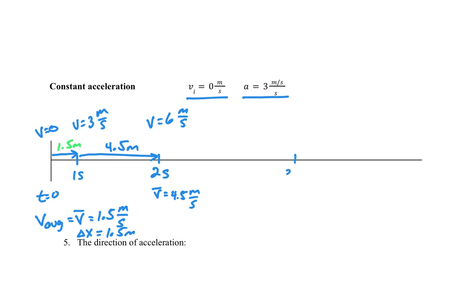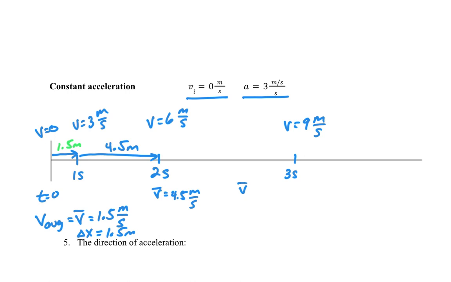Then we can look at 3 seconds and ask, what's the velocity at 3 seconds? That's an instantaneous velocity. It's only valid at 3 seconds, not at 3.1 seconds, not at 2.9 seconds, right at 3 seconds. Another second has passed, so we've gained another 3 meters per second of velocity. The object is now traveling at 9 meters per second. Well, what's the average velocity between 2 and 3 seconds?